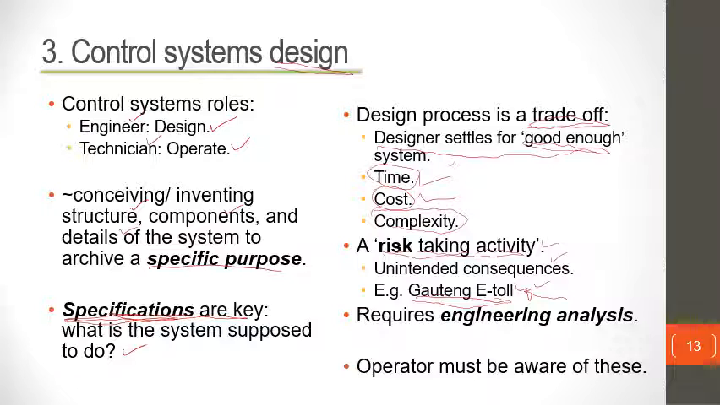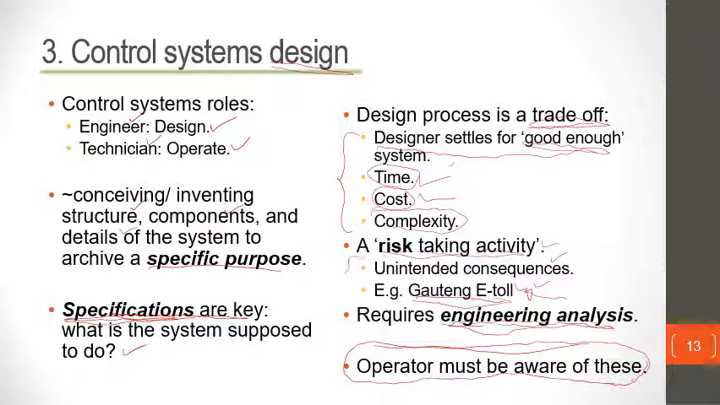The design of the system requires engineering analysis. The main objective of this course is to teach as much as possible in terms of engineering analysis of control systems. The operator or the technician, who needs to operate the system, therefore needs to be aware that when the designers were designing the system, they had trade-offs to make, so they couldn't design the best system.